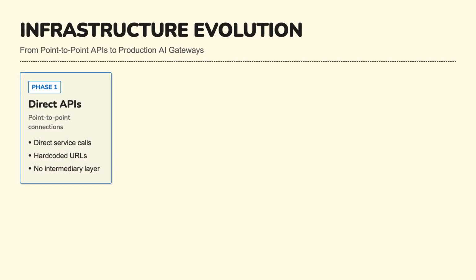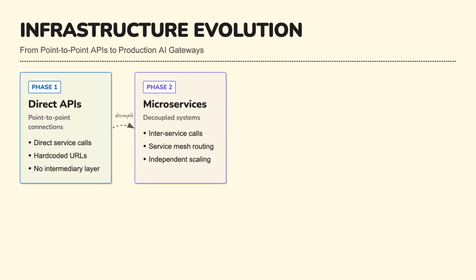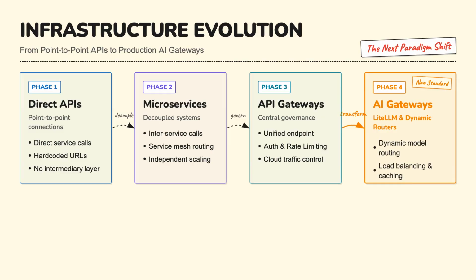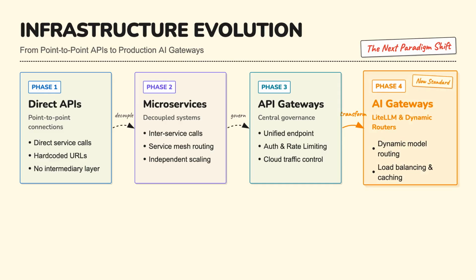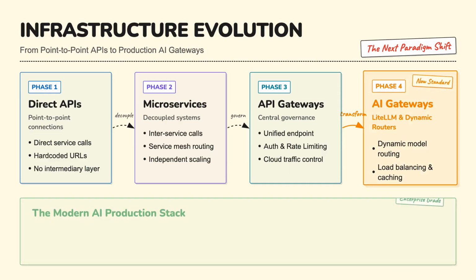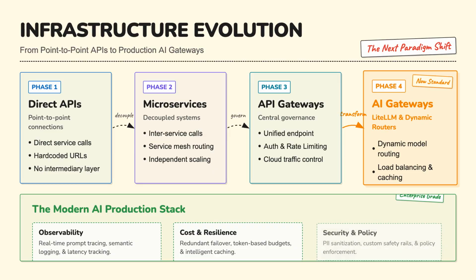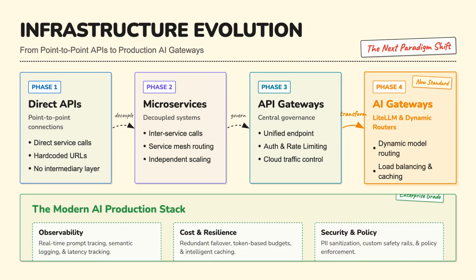LiteLLM is part of a much larger industry trend. As AI systems mature, companies are building infrastructure layers around them. Years ago, cloud applications needed API gateways, observability systems, and service meshes. Now AI applications are going through a similar transformation. The rise of AI gateways suggests something important. Large-scale AI systems are no longer experimental. They are becoming real production infrastructure.